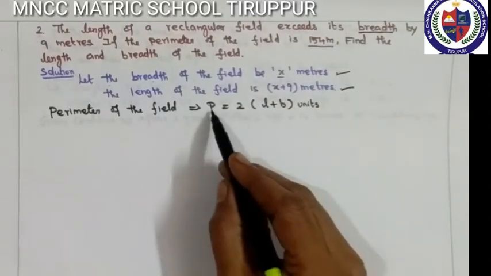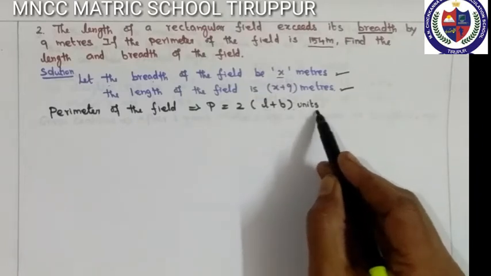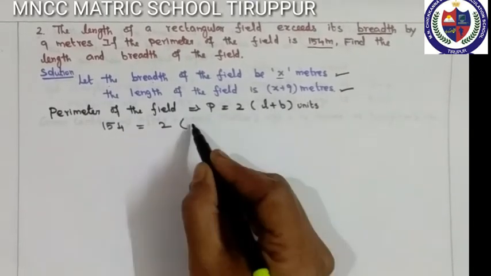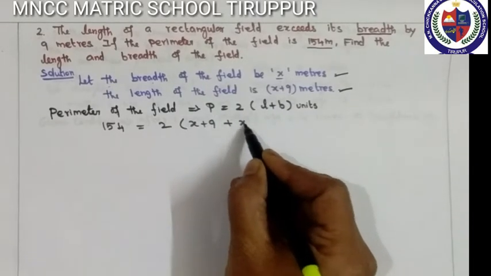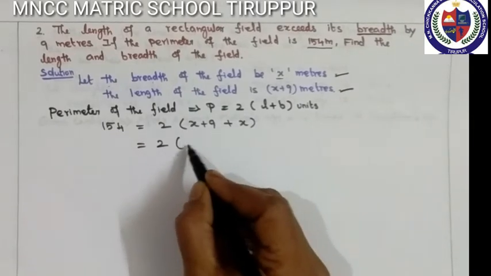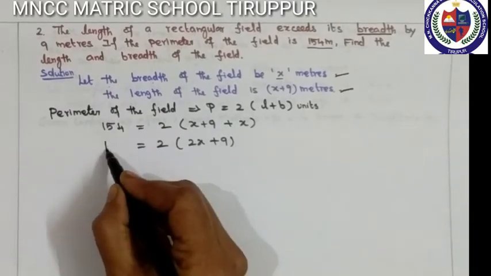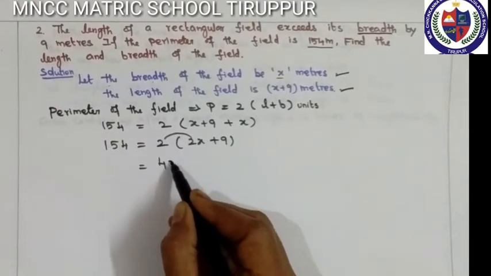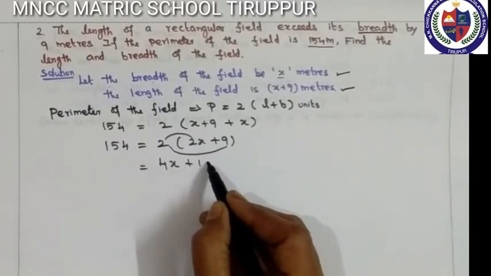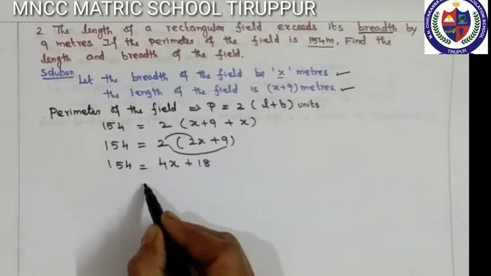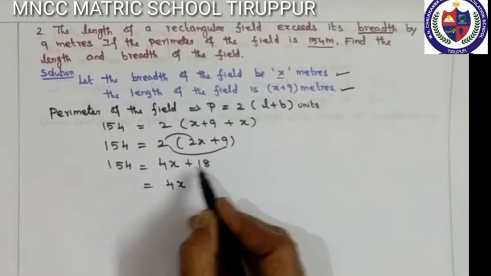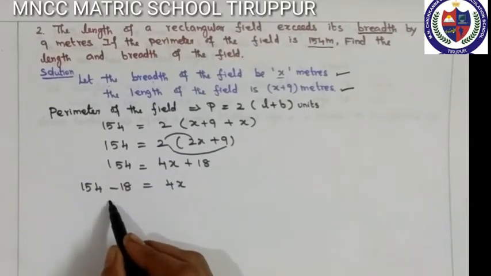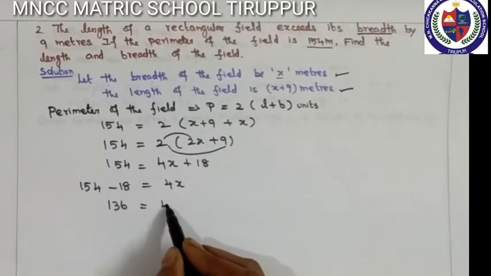Next, what is given? Perimeter of the field is 154 meters. The perimeter formula: perimeter equals 2 times length plus breadth. The perimeter value is given as 154. 2 times length, which we take as x plus 9, plus breadth x. First, x plus x is 2x, plus 9, equals 154. First, remove the bracket. 2 into 2x is 4x, 2 into 9 is 18, equals 154. Variable one side, number go to the opposite side. So plus 18 goes to minus 18. 154 minus 18 gives 136 equals 4x.